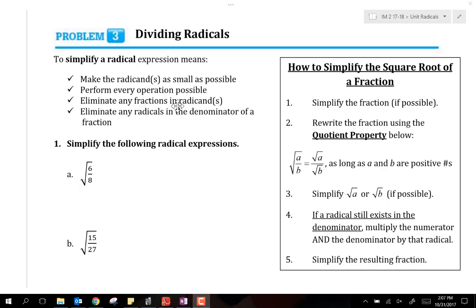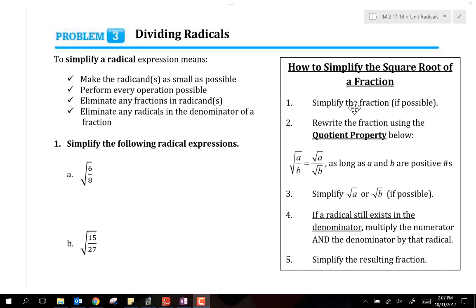When we're dealing with radicals, especially division, we need to make sure the following things are true. We need the radicand, the thing inside, to be as small as possible. We need to perform every operation possible. Eliminating fractions in the radicand, so we cannot have fractions in our radical. And eliminating radicals in the denominator of a fraction, we can't have a radical in our denominator. So we can't have a fraction in it, or it can't be at the bottom of a fraction.